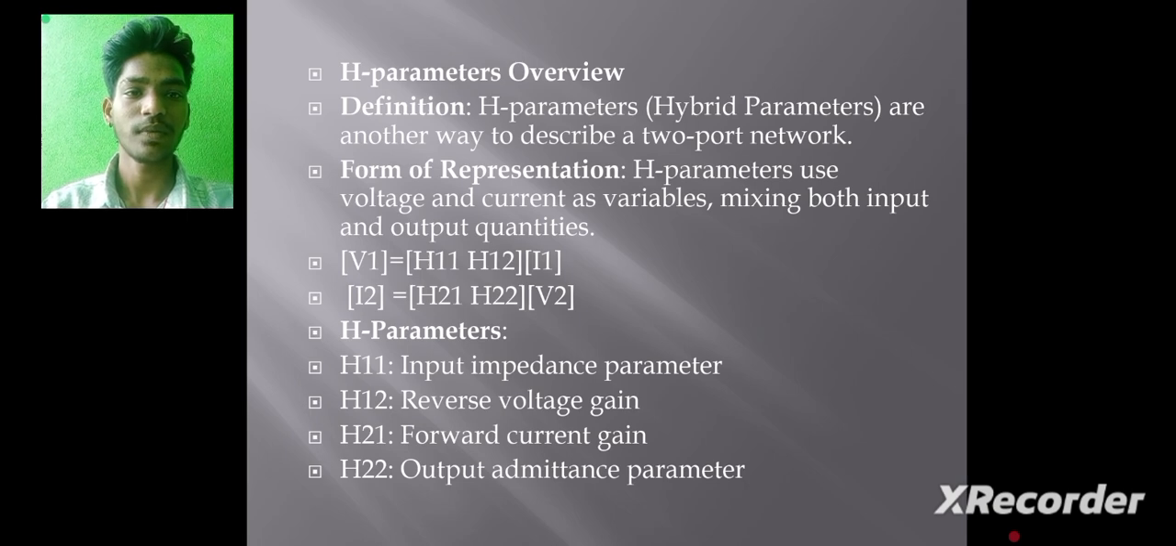V1 equals H11 H12 I1. I2 equals H21 H22 V2. Here H11 means input impedance parameter. H12 means reverse voltage gain. H21 means forward current gain. H22 means output admittance parameter.